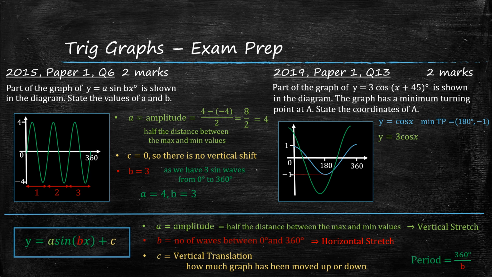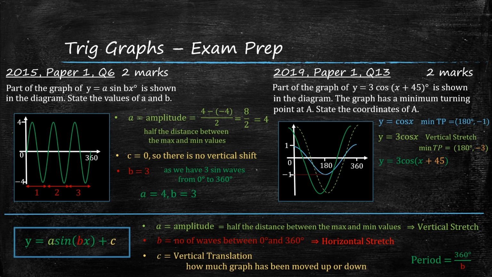So let's take the first transformation, y equals 3 cos x. So this is a vertical stretch, so we'll be multiplying all our y coordinates by 3. This means the minimum turning point becomes 180, x coordinate unaffected, but our y coordinate is multiplied by 3, so minus 1 times 3 gives us minus 3.